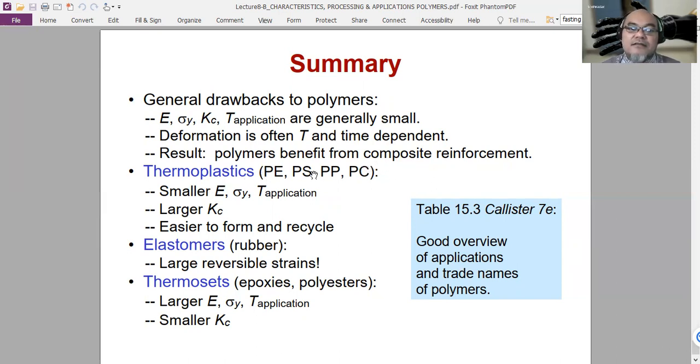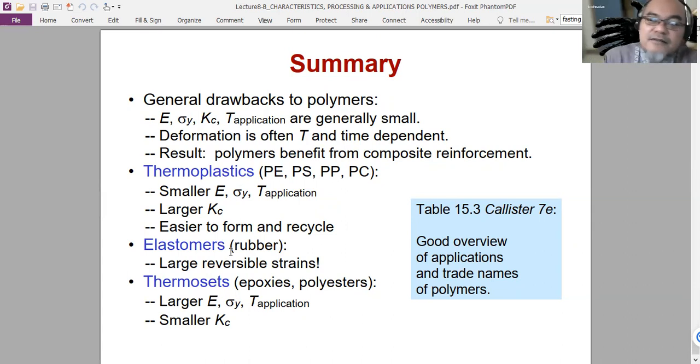Thermoplastics include polyethylene, polystyrene, polypropylene, polycarbonate. They have smaller Young's modulus, smaller yield strength, and lower temperature of application, but they are more ductile, and could easily be formed and recycled. Elastomers, rubber, have large reversible strain. You can extend it multiple times of its initial length, and it can still come back to its original shape or original length.